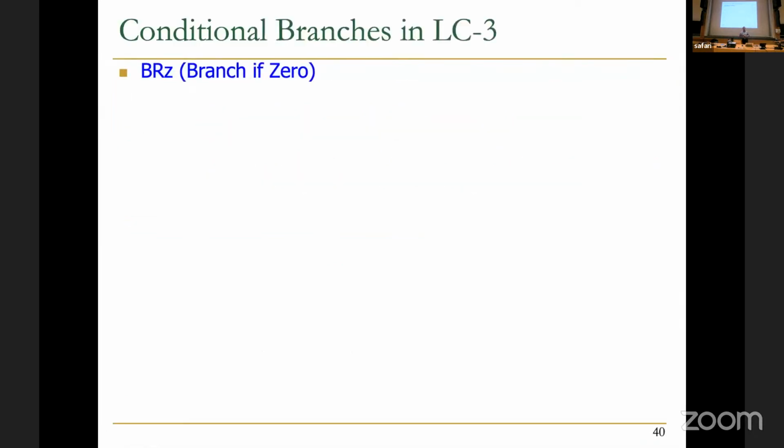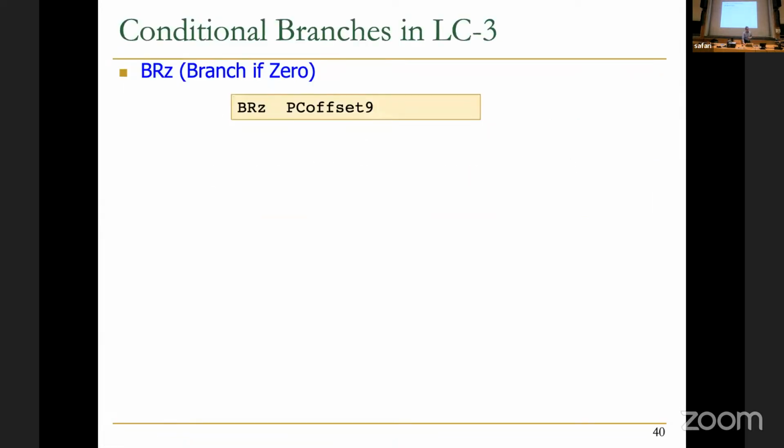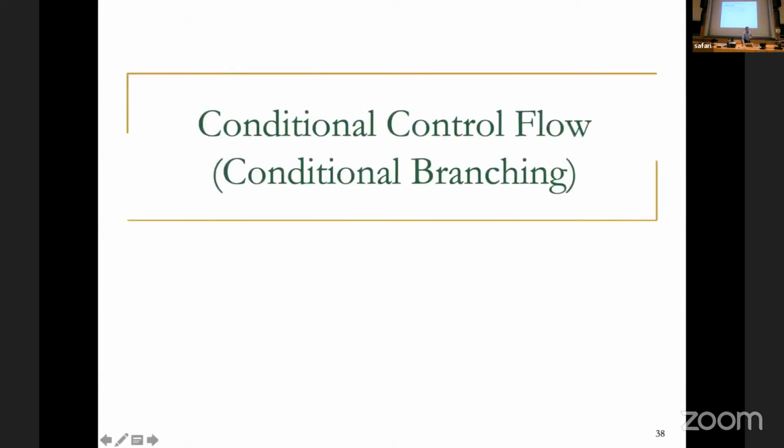Okay, so let's take a look at how branch if 0 is implemented in LC3. Basically, branch if 0 means that you change the program counter to a value that's calculated in a particular way as specified by the ISA, if the condition code set by the last prior instruction is 0, if the current condition code value is 0. So this is how it's specified. You can see the PC offset. You're familiar with it.